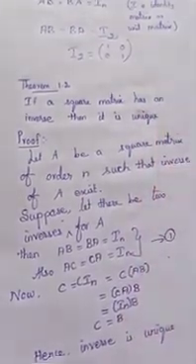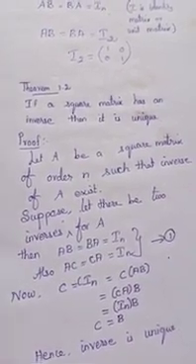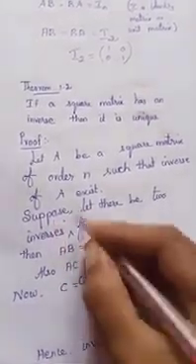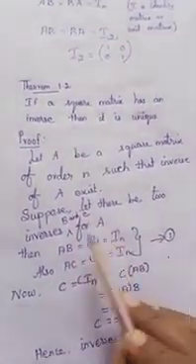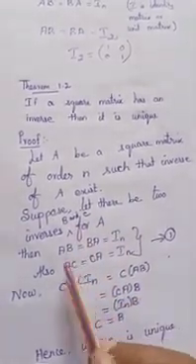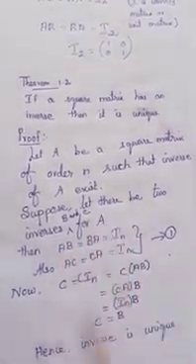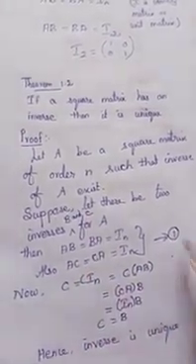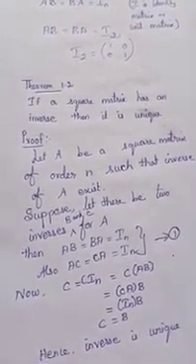Let us suppose A has two inverses, B and C. If B is the inverse of A, then AB equals BA equals I n. Also, if C is the inverse of A, then AC equals CA equals I n. Both we can put as equations. Now we are supposed to prove that A has only one inverse.